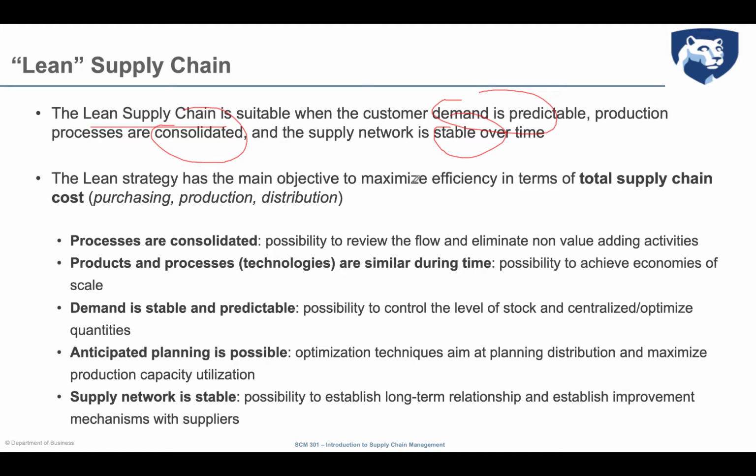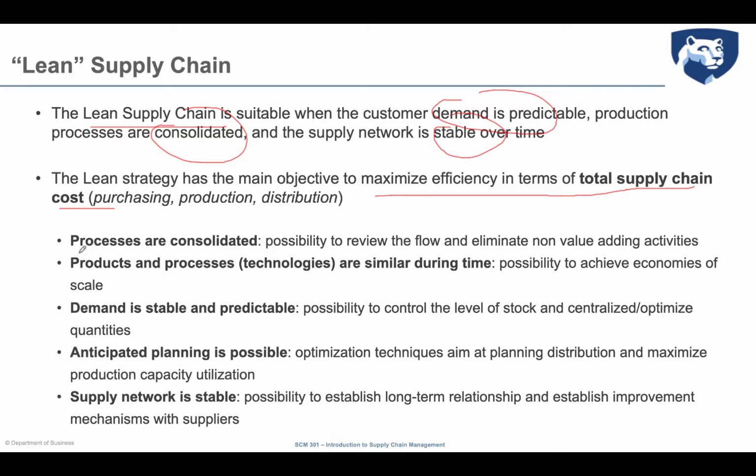The lean strategy has the main objective to maximize efficiency in terms of total supply chain cost, because the point is that if your demand is manageable, your outbound processes are predictable and stable over time, all your supply chain processes are stable and predictable over time, you can work with processes which are configured the same for a very long time to achieve the lowest cost possible.